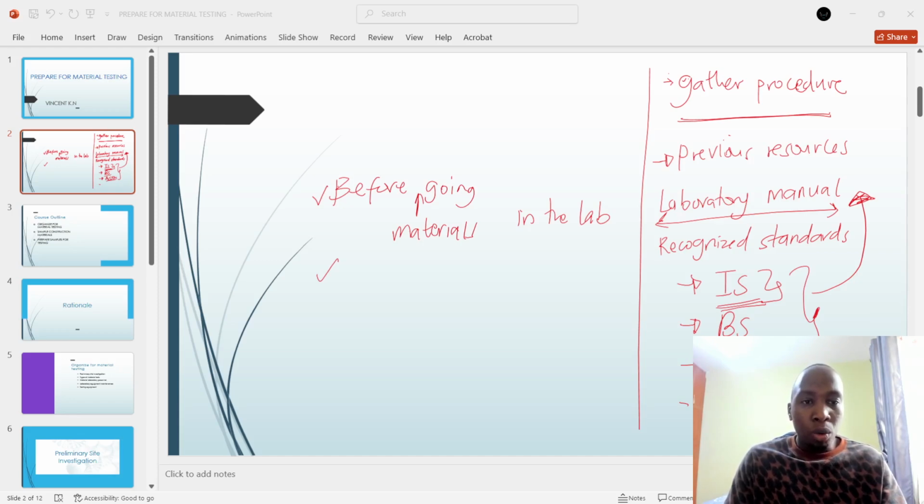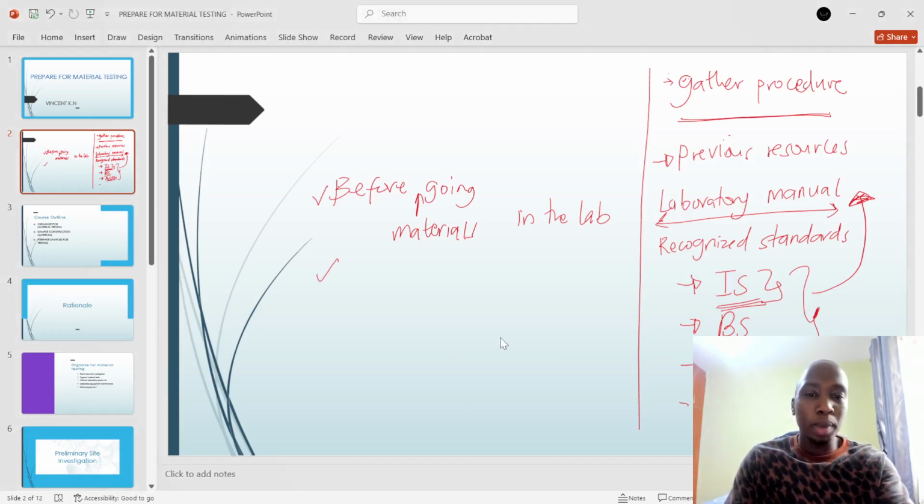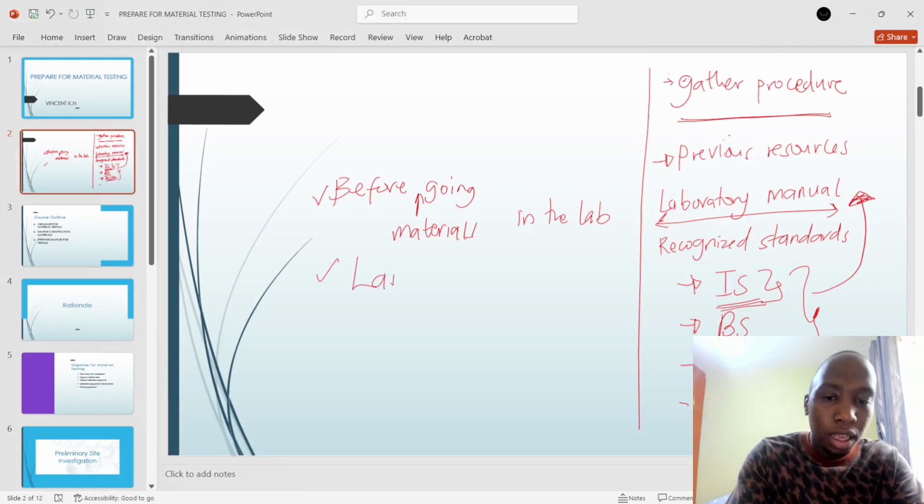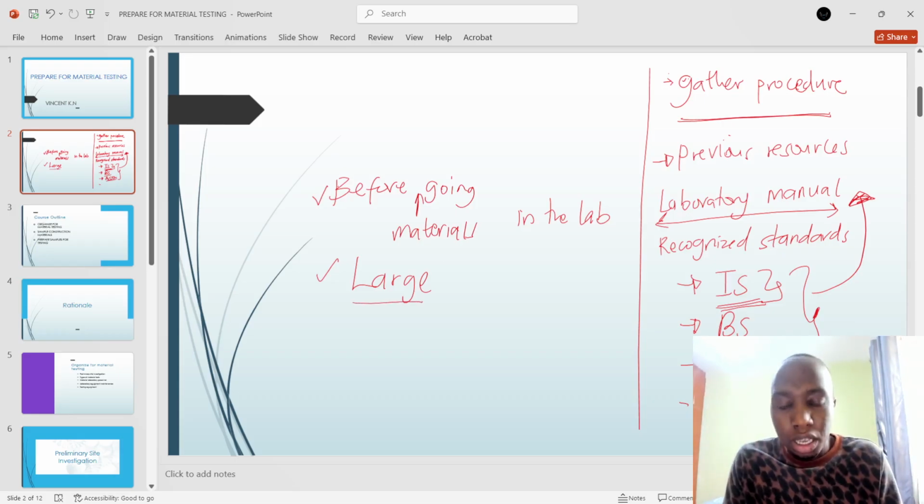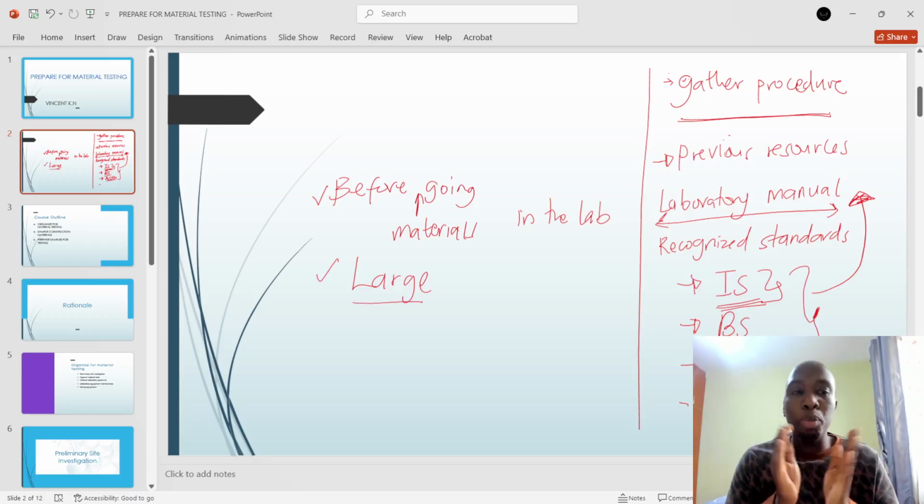And also, when we talk of preparing for material testing, sometimes you can go to the field and you find the materials that you've gathered are large in size. You cannot test them when they are large. So crushing them into small pieces is one of the things that you do to prepare before you test. Before you do the testing, you must ensure that it is in its appropriate size and shape.